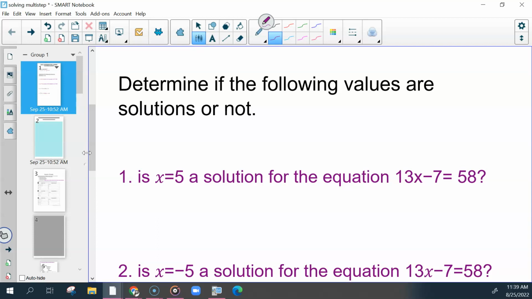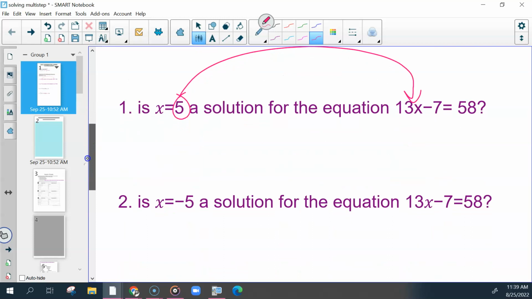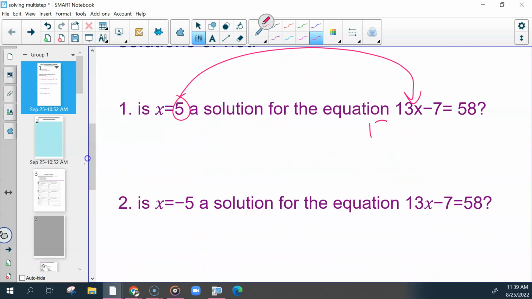Go ahead. We put 5 back in for x, simplify this, and see do we get a true statement or not. That would tell us this worked or it didn't work. So 13, anytime we put something back in, we're going to use parentheses or try to. So 13 times 5 minus 7 equals 58.